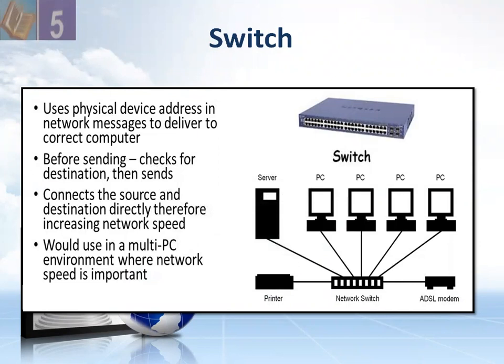A switch uses the physical device address in a network message to deliver to the correct computer. Before sending, it checks for the destination, then sends. It connects the source and destination directly, therefore increasing network speed. It would be used in a multi-PC environment where network speed is important. So here you can view a switch. This is a network switch or a simple switch which we can use in a LAN, local area network.